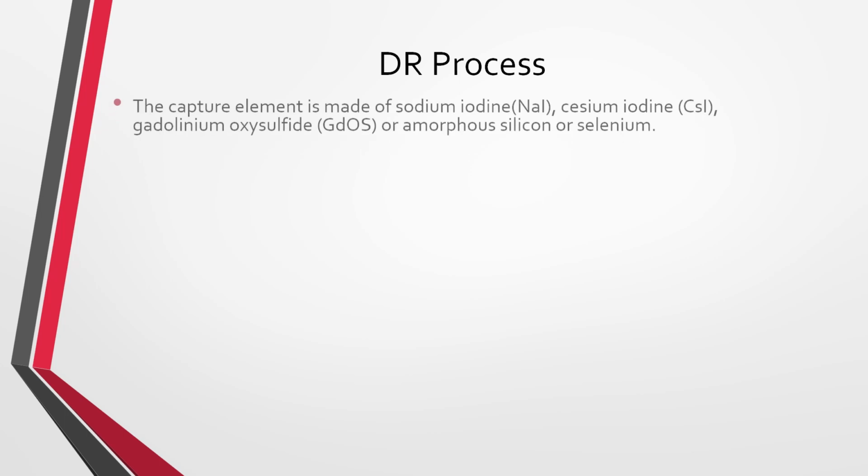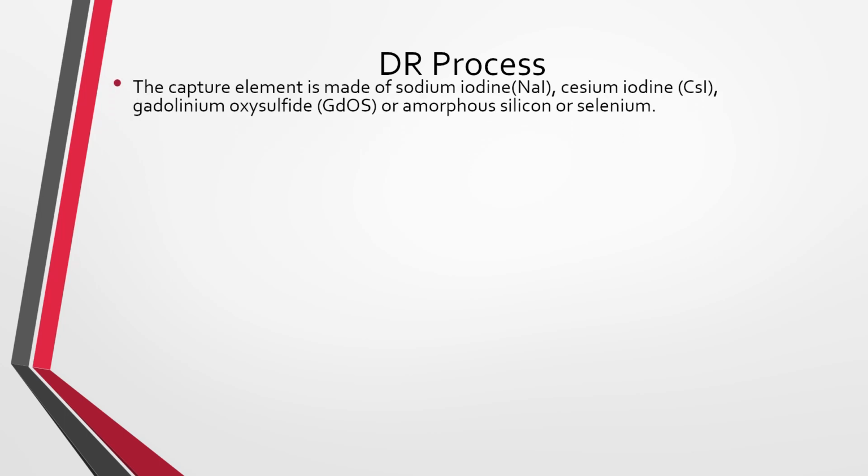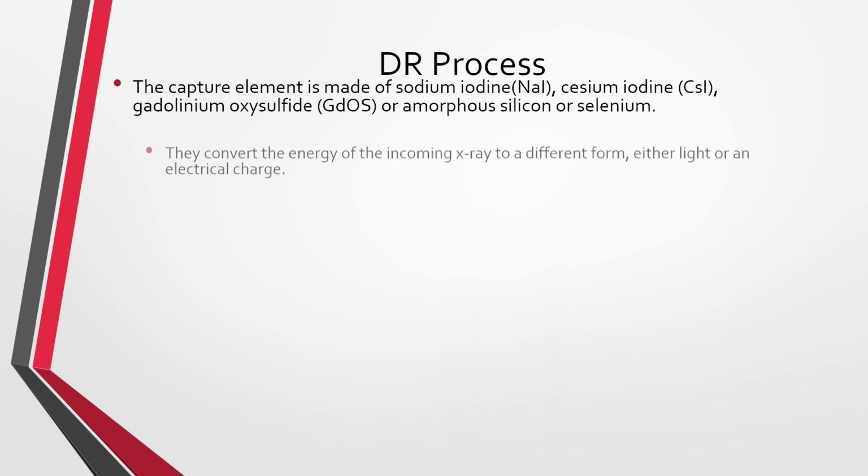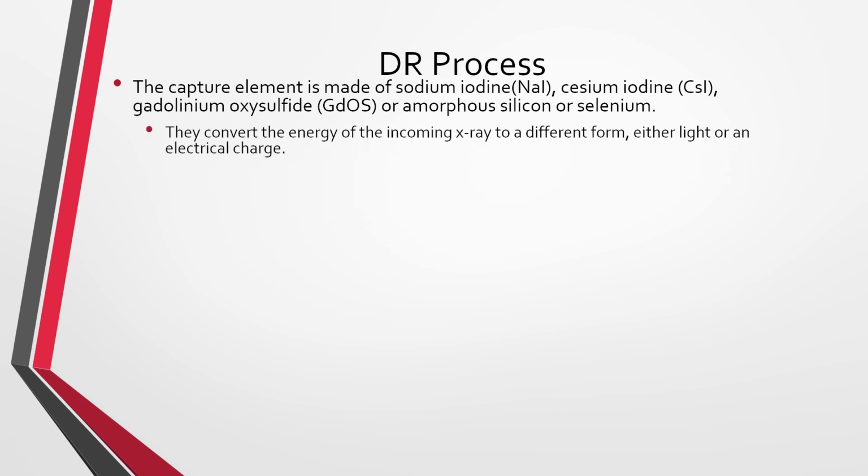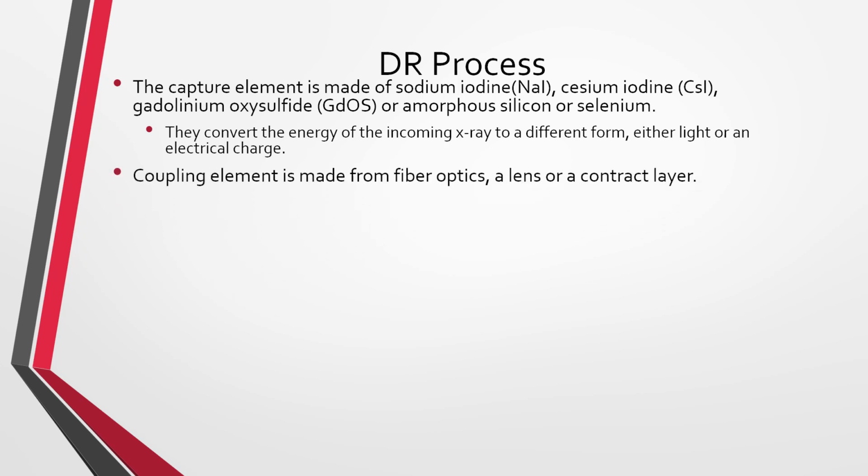So we'll continue and talk about the capture element. It is made from sodium iodine, cesium iodine, gadolinium oxysulfide, depending on the application, or it could be amorphous silicon or selenium. They convert the energy of the incoming electron to a different form, and this is either going to be light when it's indirect, or an electrical charge when it's the direct type. The coupling element is made from fiber optics, a lens or contact layer. They take the light or charge and guide it to the collection element.